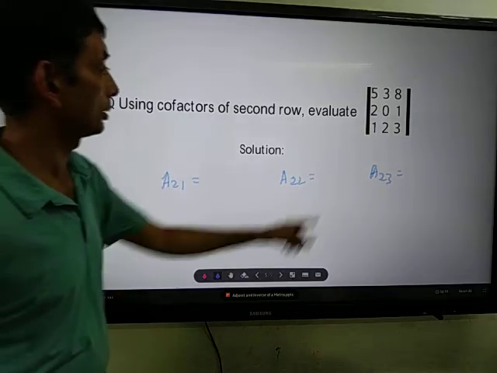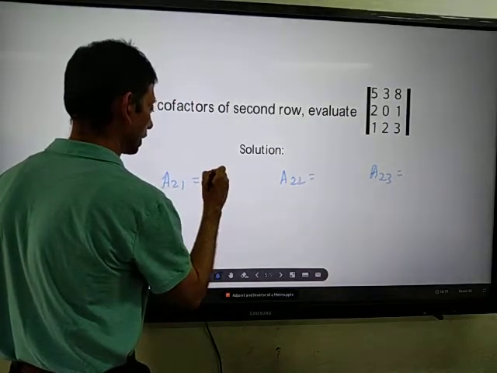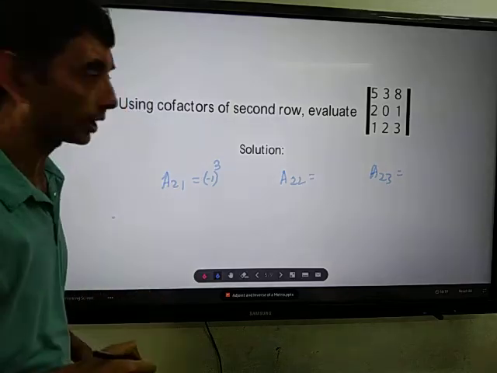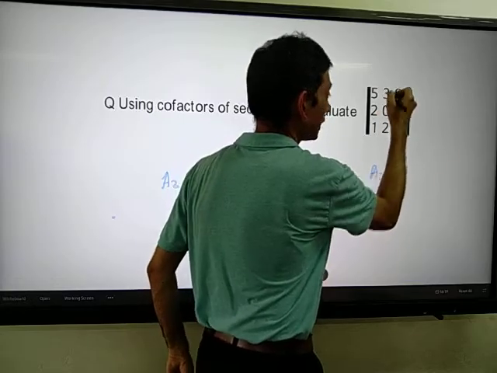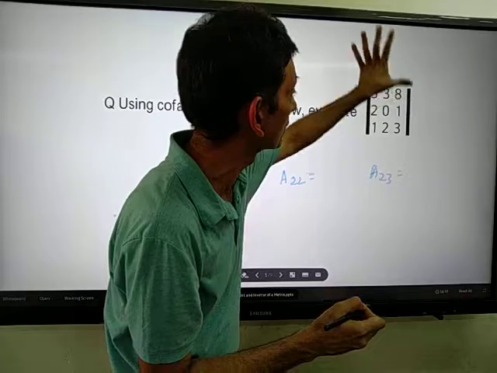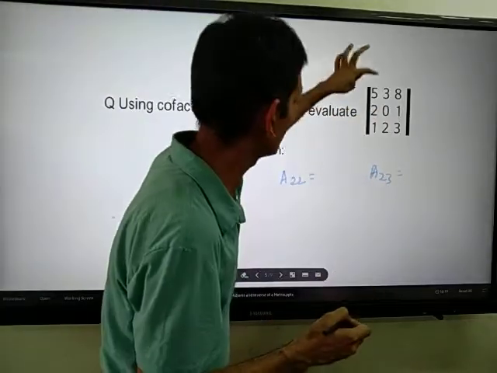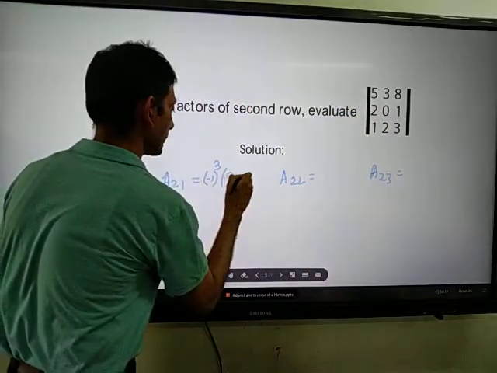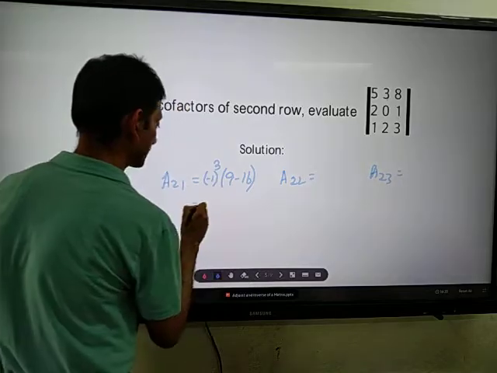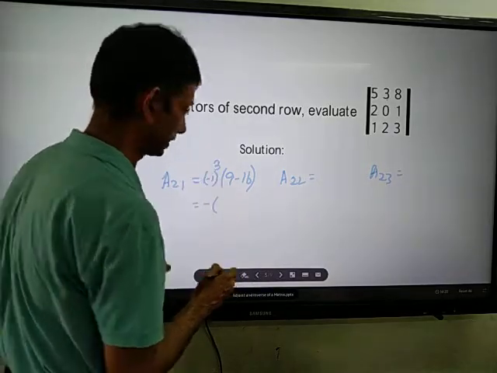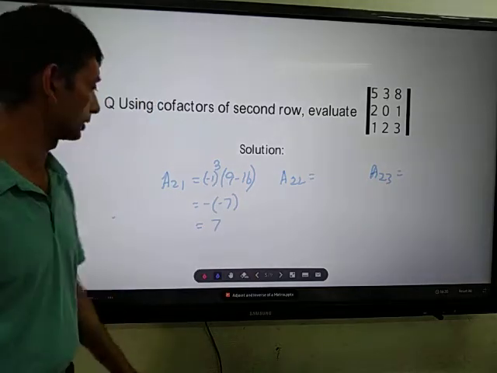Now A21, the position is 2, 1, so I need to write minus 1 to the power 2 plus 1, that is 3. If you find the cofactor of this element, you need to ignore this row and this column. What will be left out? There will be a determinant of less order. The determinant is 3, and if we find the cofactor of an element, the determinant will be reduced to 2 by 2. So you need to multiply 3 into 3, that is 9, minus 3 into 3, then 8 into 2, that is minus 16. Minus 1 to the power 3 is minus. Then 9 minus 16 is minus 7, so with the minus it is 7. You got this. A21 is 7.